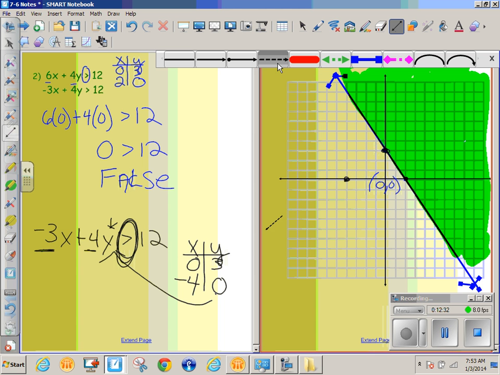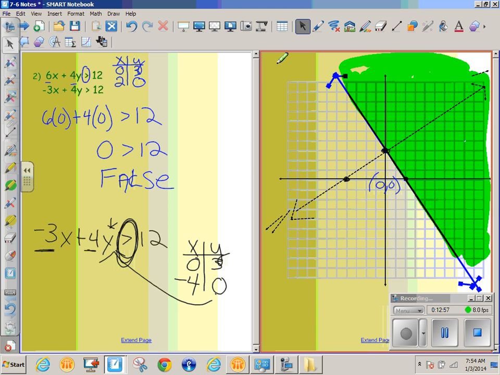Try that one again. Yeah, third time's a charm, right? That's going to have to cut it. Arrows at either end. Then determine which side of the line to shade on.